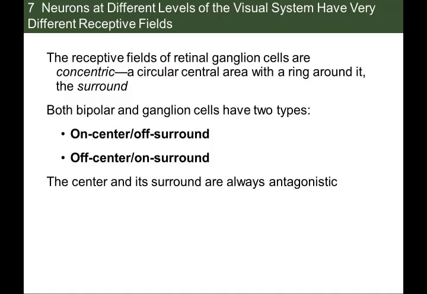Okay, so here's the same idea for an off-center, on-surround cell. As a little reminder, the off-center bipolar cells are excited by glutamate. So the opposite is going to happen. When you have the light shining on the center, you actually get the opposite of what I just showed you, where you get hyperpolarization, a decrease in the action potentials for ganglion cells. Because the cell is turned on by light in the surround. And that's why it's called off-center, on-surround.